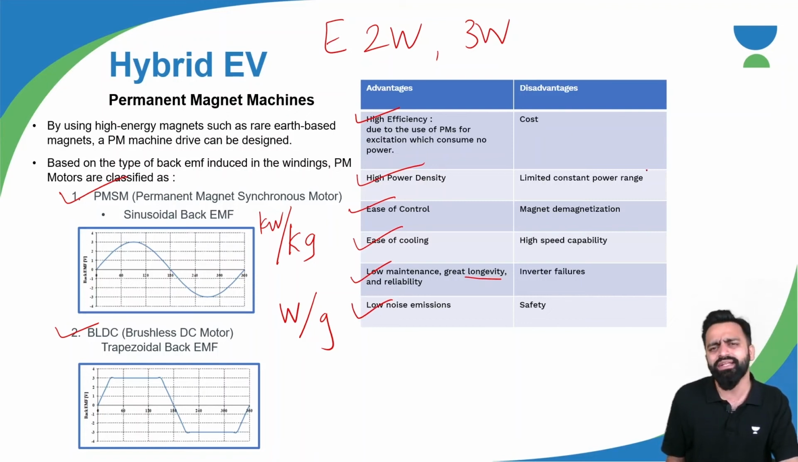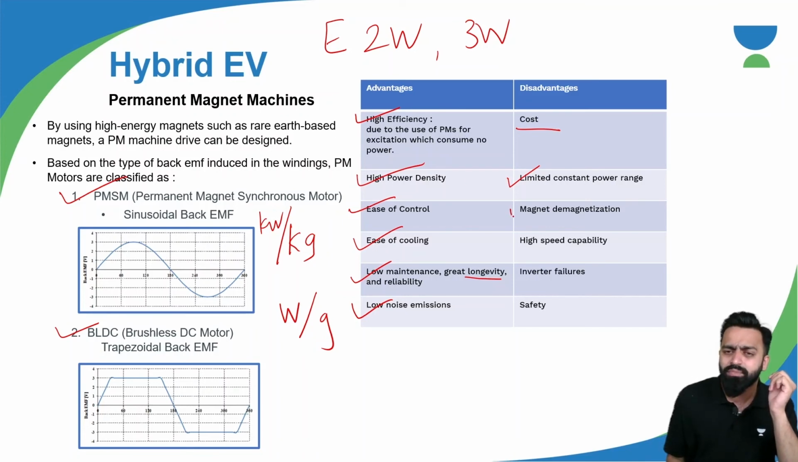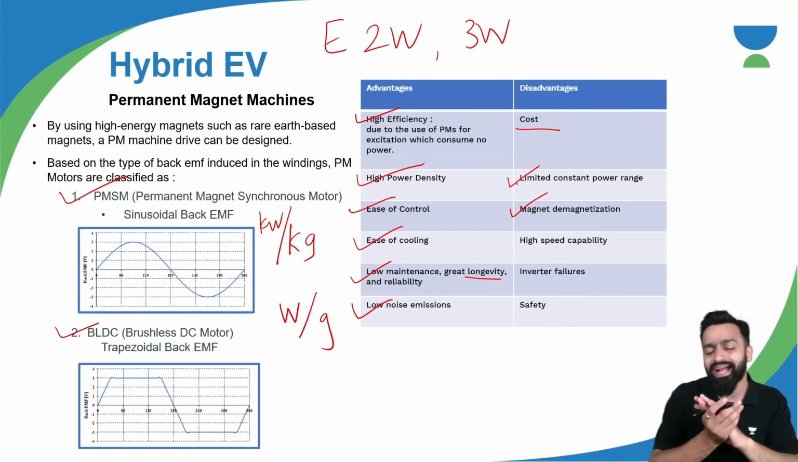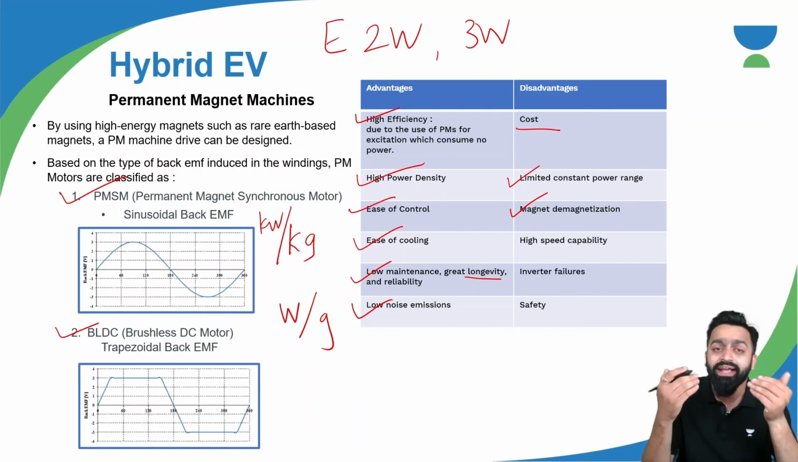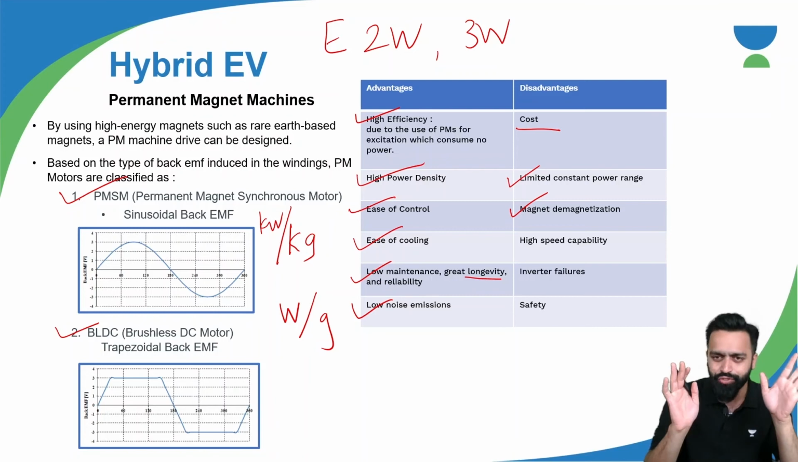If you consider some disadvantages, it is very important to note that as you have higher efficiency, you are using rare earth materials, which lead to a higher cost. So the disadvantage is a higher amount of cost. There is a limited constant power range: the range over which it can deliver higher constant power is very small. Then it is possible that the permanent magnets you are using may get demagnetized, which will lead to loss of motor operation.